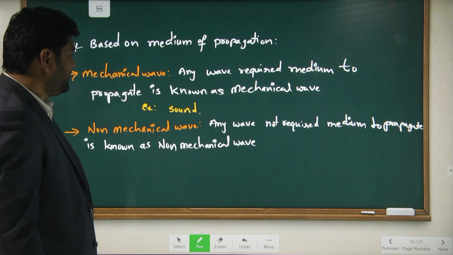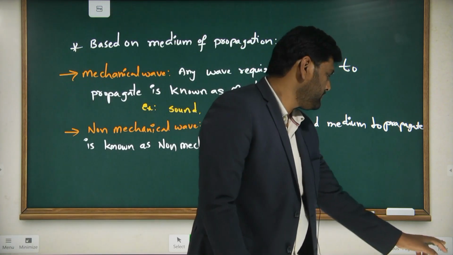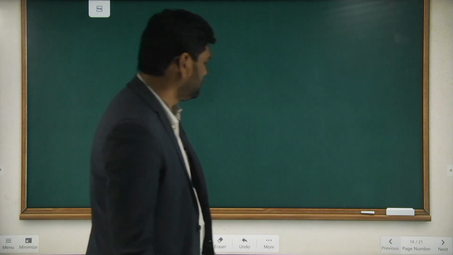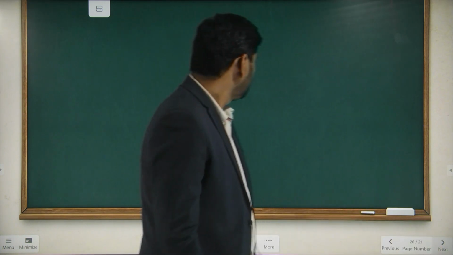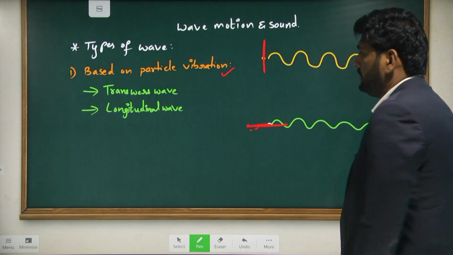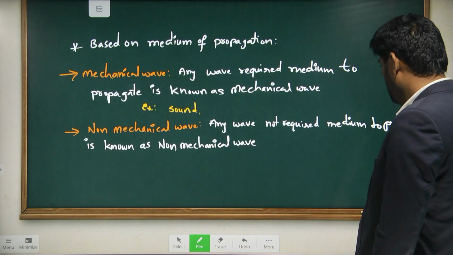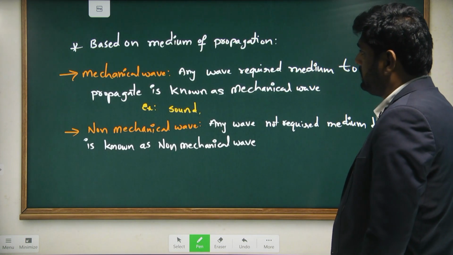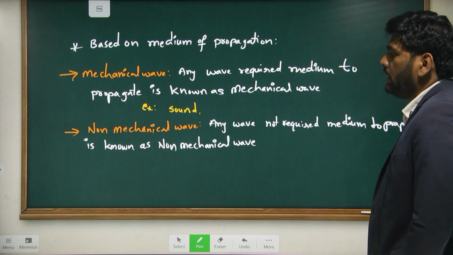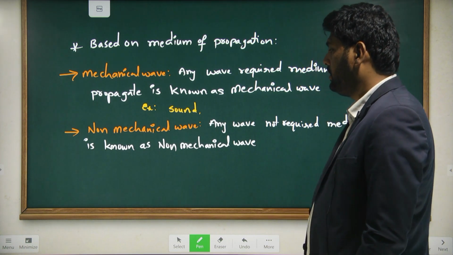What is the previous line? You want previous lines? This is the previous line. Next one, this one you have. This is the next one. Based on the medium of propagation, we have two types. One is what? Mechanical wave. One more is what? Non-mechanical wave.